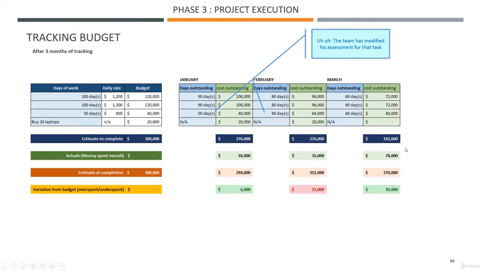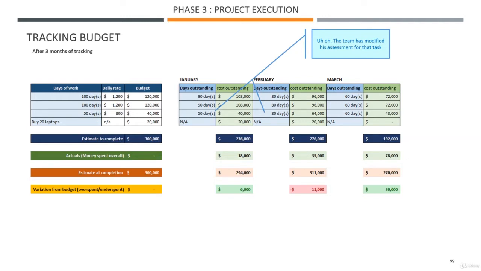So the actuals are 78,000. Estimate at completion, 270,000. So the variation from the budget is 30,000. So we're back on track. So it's a bit of a roller coaster, but it was more to show you that if you track without these two components, then it's meaningless in a way. So it's good to have both of those as factors for you to take into account.